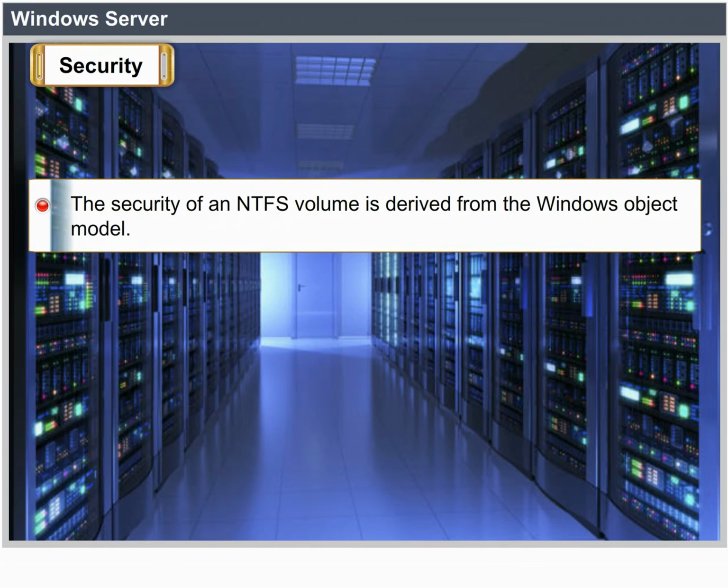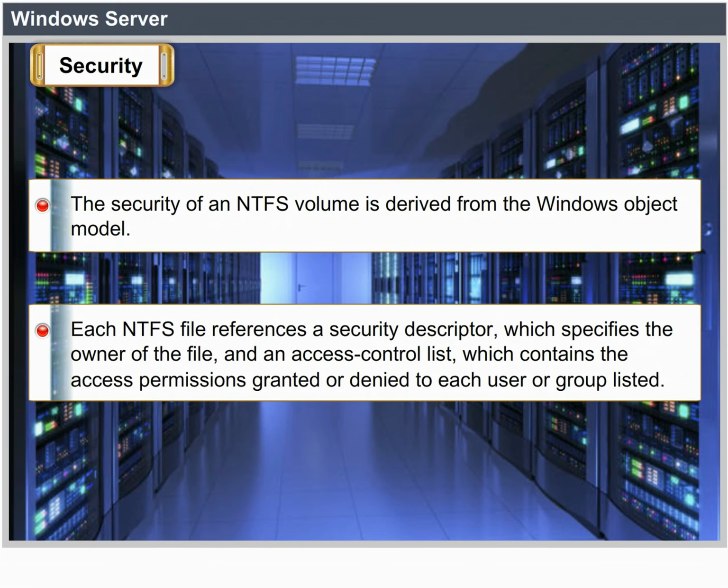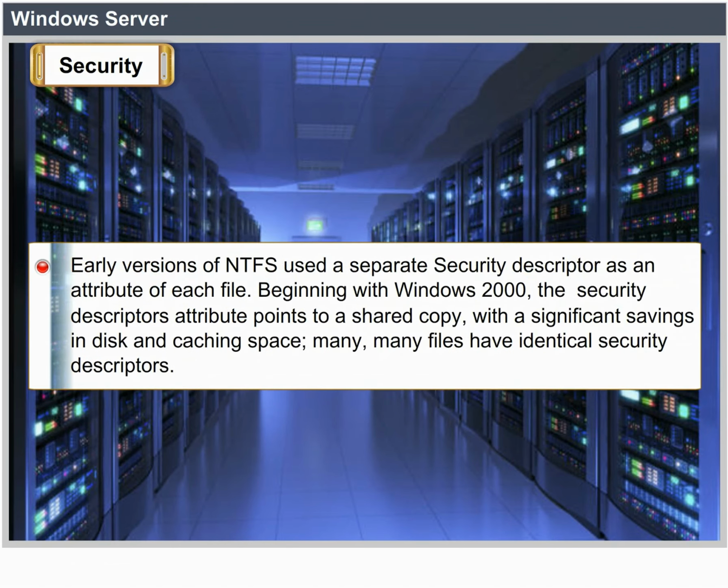The security of an NTFS volume is derived from the Windows object model. Each NTFS file references a security descriptor which specifies the owner of the file and an access control list which contains the access permissions granted or denied to each user or group listed. Early versions of NTFS used a separate security descriptor as an attribute of each file. Beginning with Windows 2000, the security descriptor's attribute points to a shared copy with a significant savings in disk and caching space. Many files have identical security descriptors.